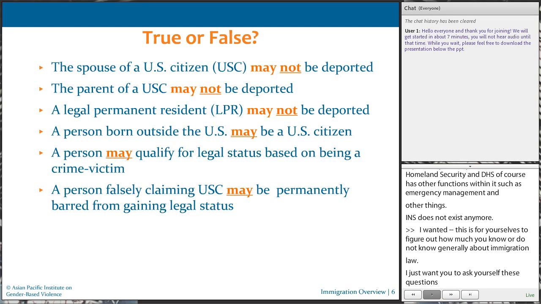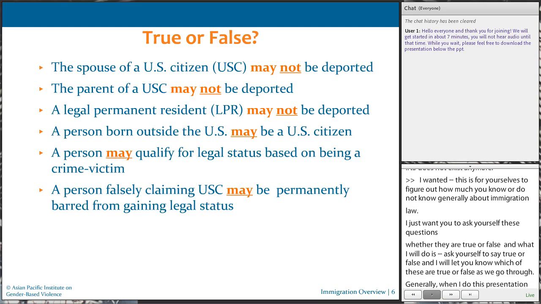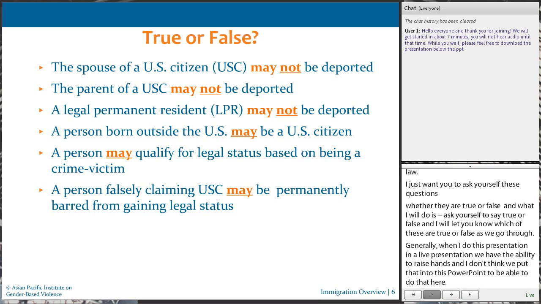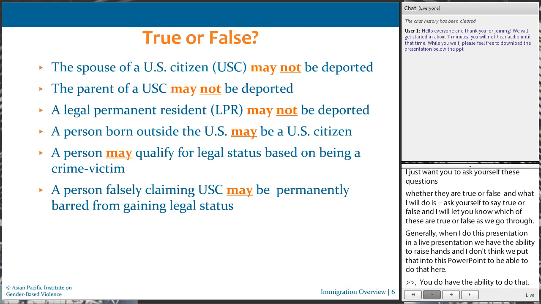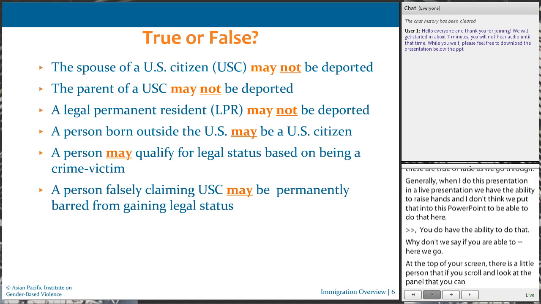Generally, when I do this presentation live, we have the ability to raise hands, and I don't think we put that into this PowerPoint. Oh, you did do that. You do have the ability to do that. Okay, why don't we say if you are able to, I don't know how to do this on here. Okay, oh, here we go. At the top of your screen, there's a little person that if you scroll and look at the panel, you can click to say whether you agree or disagree. So if you think any of these are true, just say agree, and if you think it's false, then you click disagree.